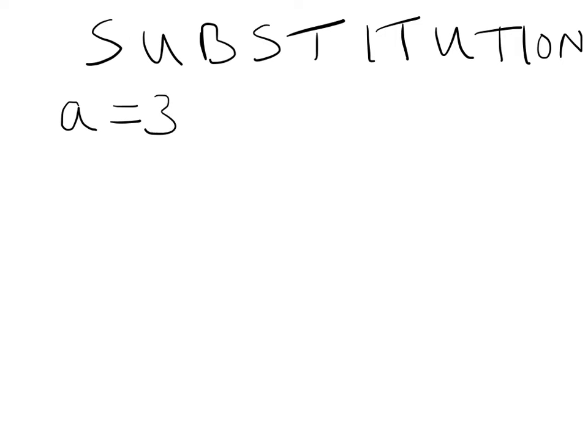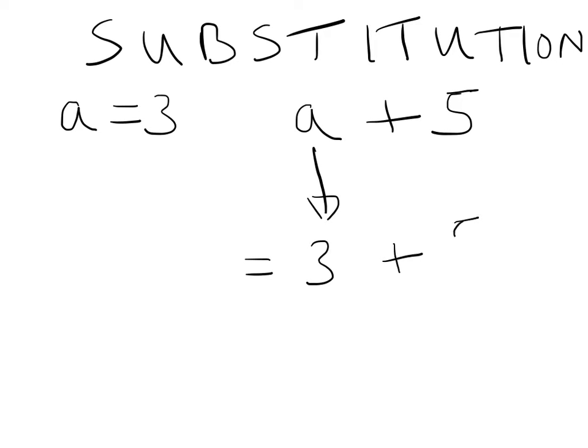So for example, if a is equal to 3 and I have the expression a plus 5, we replace the a with the 3. So like football, the letter comes off and the number comes on. So a is equal to 3, so a plus 5 is equal to 3 plus 5, which is equal to 8. And I'd recommend you write out the expression, have an arrow underneath showing the substitution that you're doing, and then the working will be nice and clear.